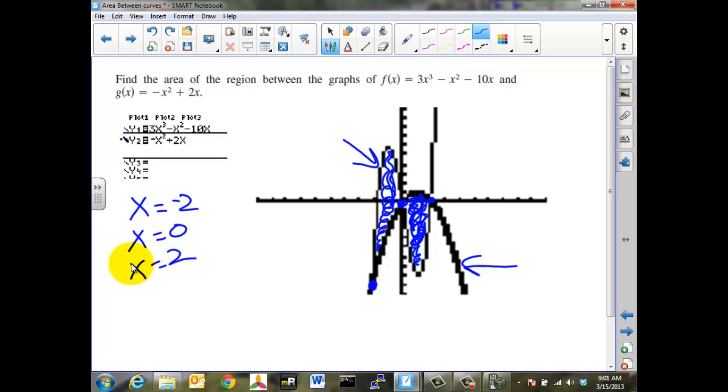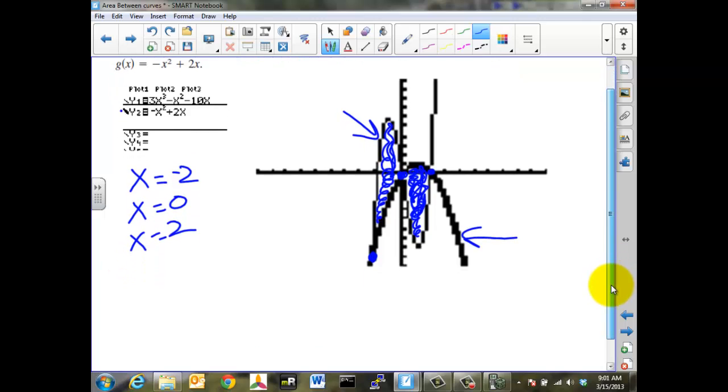Well, it looks like in the first integral, the x cubed was the top function, but then in the second curve, it's the negative x squared. Okay, does everybody agree with Samuel's deductions? He says in the first integral, the 3x cubed is the top, and in the second integral, the negative x squared is the top. So guess what? You've got two totally different looking integrals.